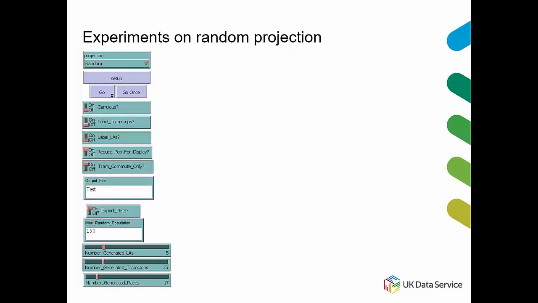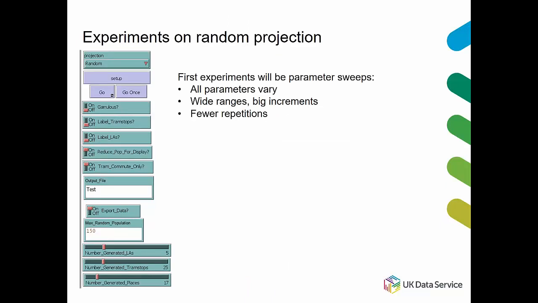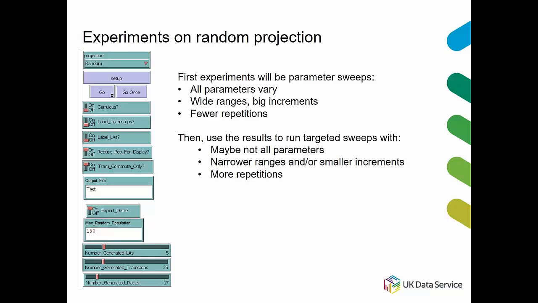And it's important to experiment on this random projection, for example. The first experiments will always be parameter sweeps, and they should use all of the parameters that you can vary. You should use very wide ranges, and you should use big increments and fewer repetitions. That means how many experiments, how many runs the model does at each unique combination of parameters. So, maybe only 10 if this is your first parameter sweep that you run. This is just to check and make sure that nothing weird happens, that you don't get any really bizarre results.